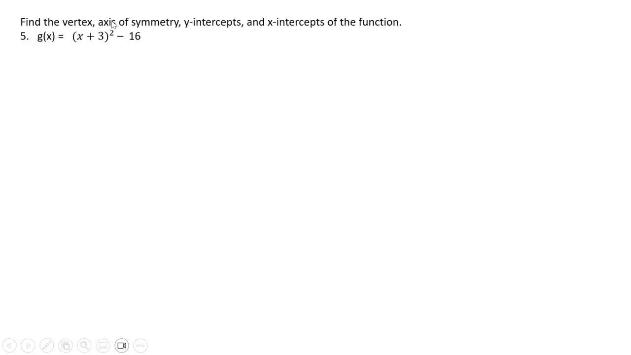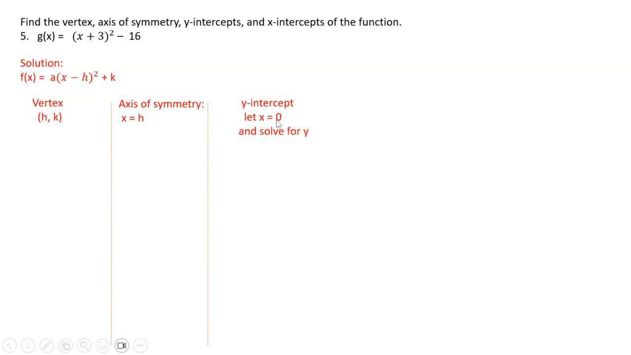Now for number 5, right? Find the vertex, axis of symmetry, y-intercept, and x-intercept. But now it's in a different form. It's in vertex form. Hey guys, for this one, everything is visual except for the x-intercepts, and also the y-intercept. But they're not hard to get if it's in this form. My vertex is (h, k), and the axis of symmetry is going to be x equals h.